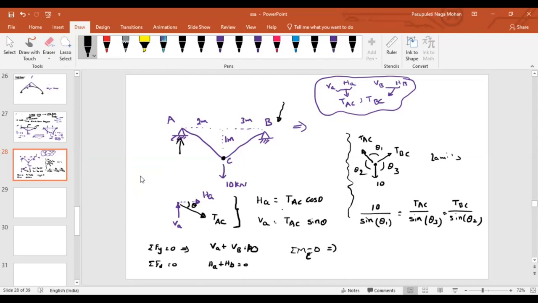Because of VA a moment will come, because of HA a moment will come, because of VB a moment will come, because of HB also a moment will come. Right or wrong? If I take summation of moments at C, before that, can you tell me what is the equation? Summation of moments is equal to 0, what will you get?